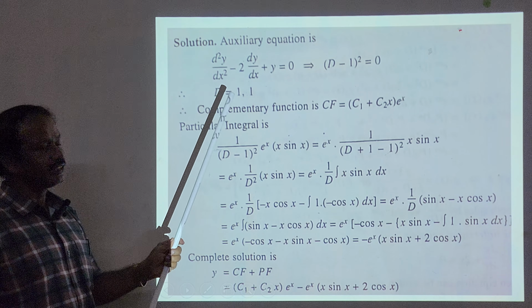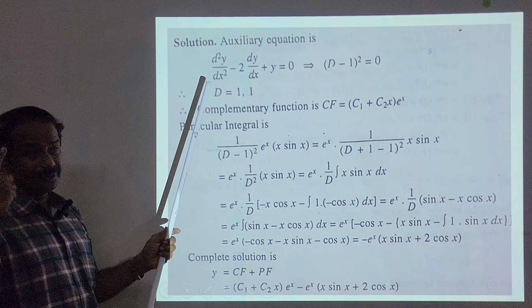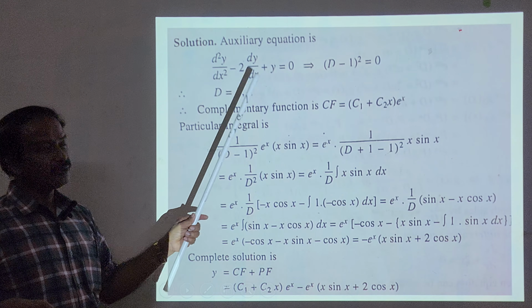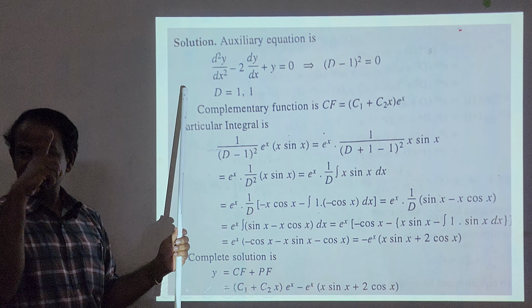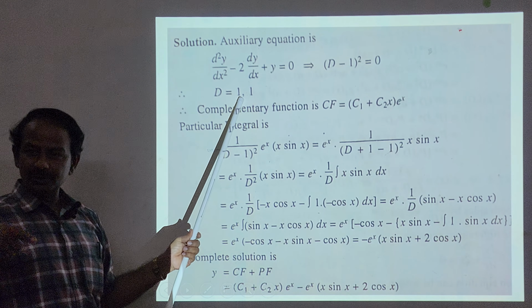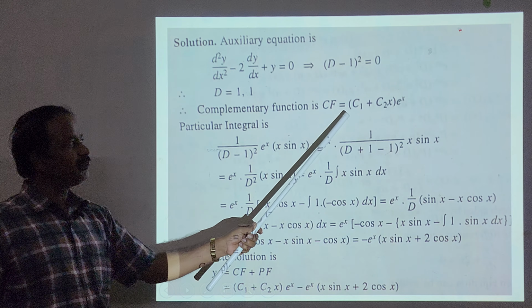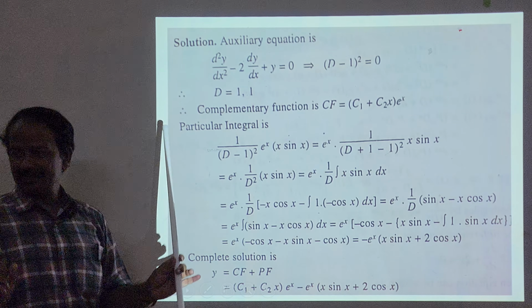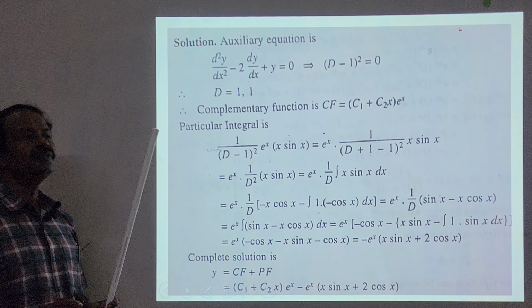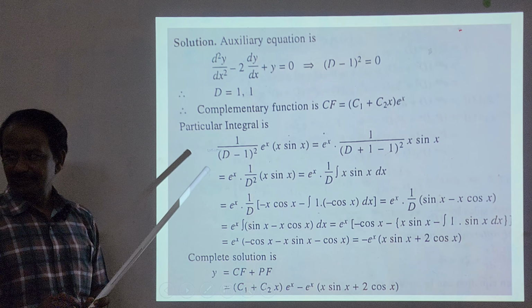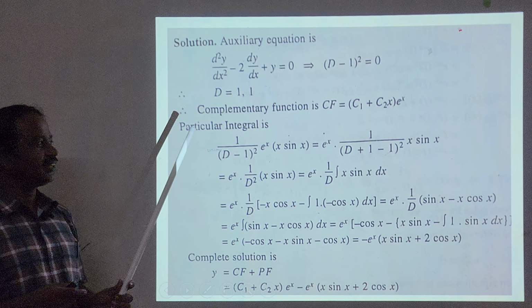For example, first you will have to take the characteristic equation to get the complementary function, and this becomes d minus 1 whole square. So d equals 1, 1. Roots are equal. So the complementary function will be c1 plus c2 x e power x. So this is the first procedure. We have obtained the complementary function. So now we will go with the particular integral.